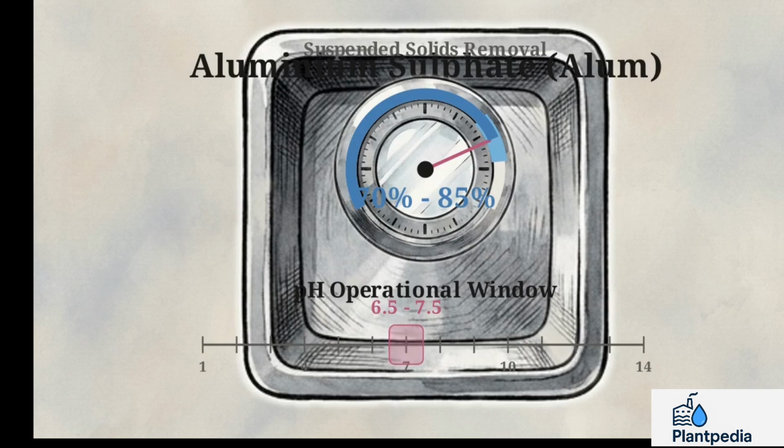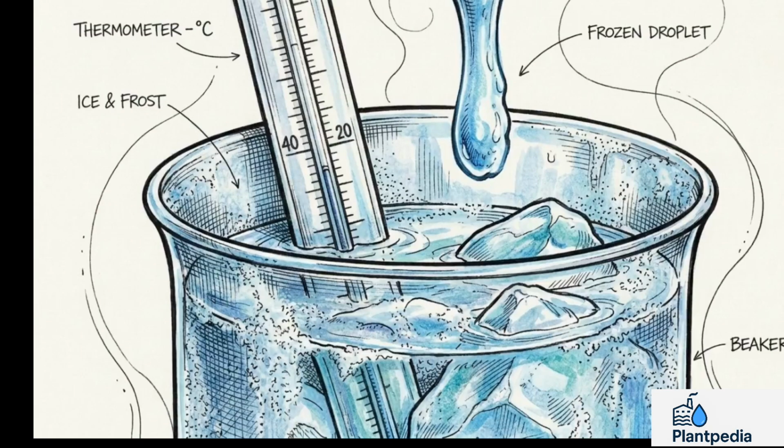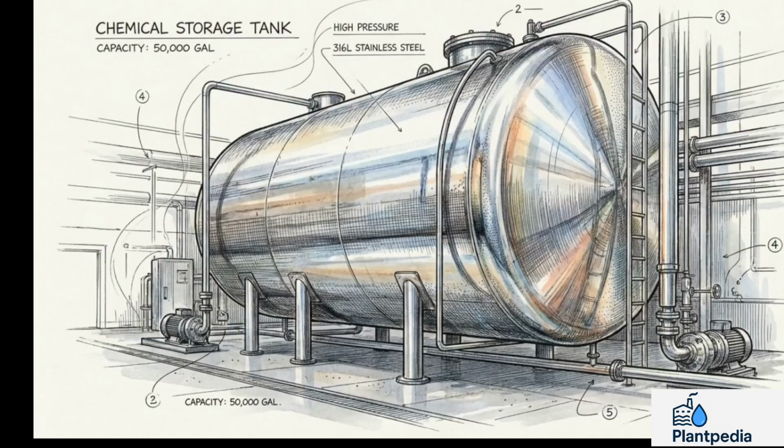Alum requires tight pH control to function, demanding a narrow window specifically between 6.5 and 7.5. It also carries 2 physical drawbacks. Alum produces high volumes of heavy sludge, and its chemical reaction slows down significantly if the influent water is cold.